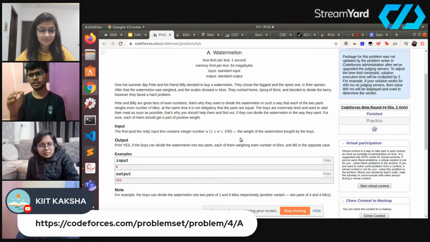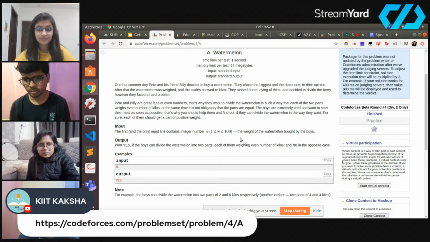So basically the solution is what Aditya said. W modulo 2 should be equal to 0, meaning the number should be even, but the number should also be greater than 2. For 10, we can divide it into 4 and 6. So this is the solution.